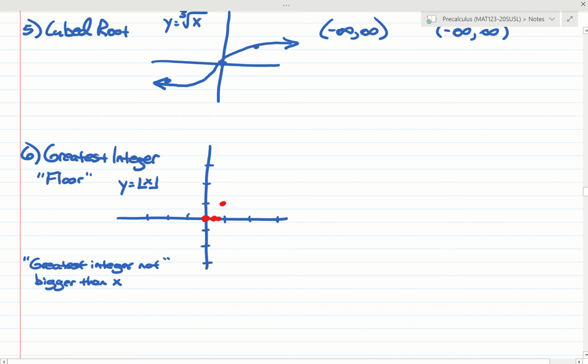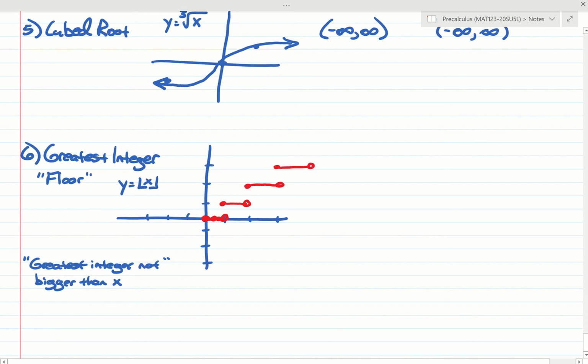1.1 would still be 1. 1.2 would still be 1. 1.9, the greatest integer not bigger than 1.9 is still 1. But then when you get to 2, it jumps up again. And it's going to keep doing this jumping motion. There's a jump discontinuity here. And the way that we represent it gets close to 1 and then becomes 1 is we put an open circle on the right side.